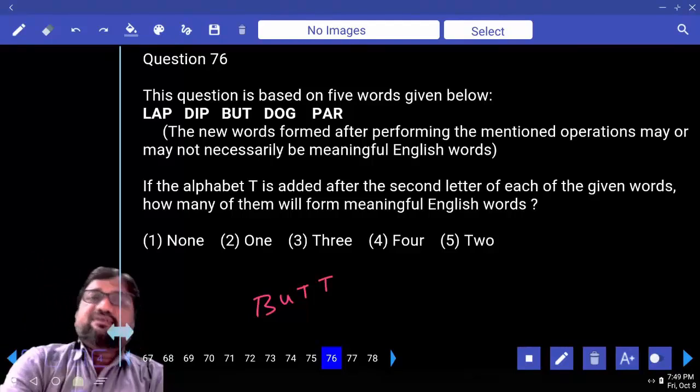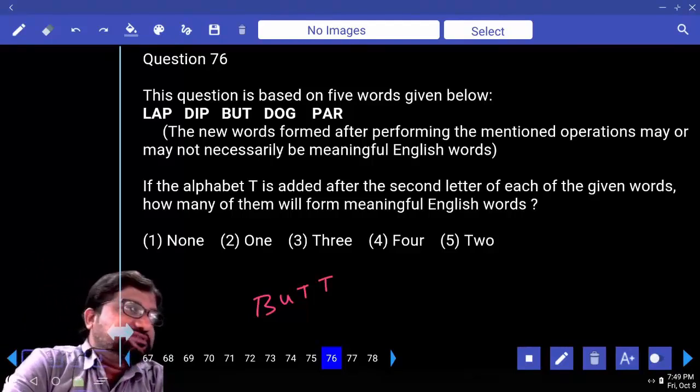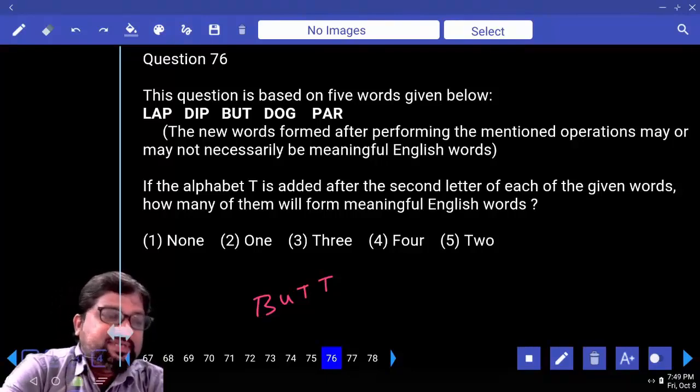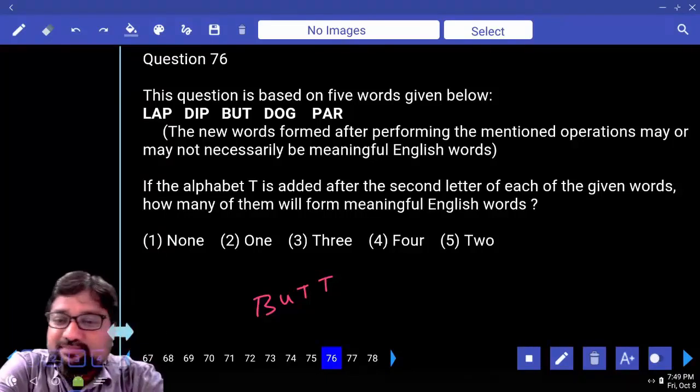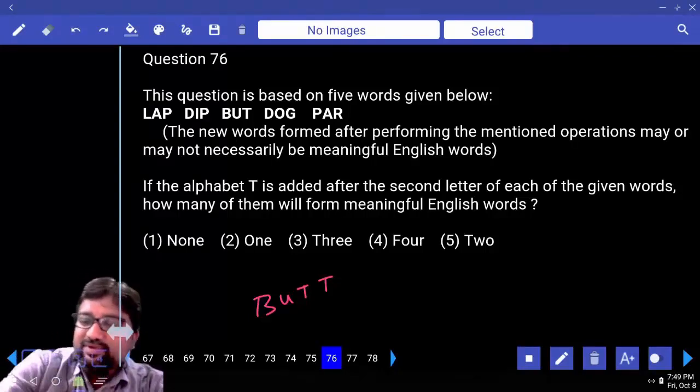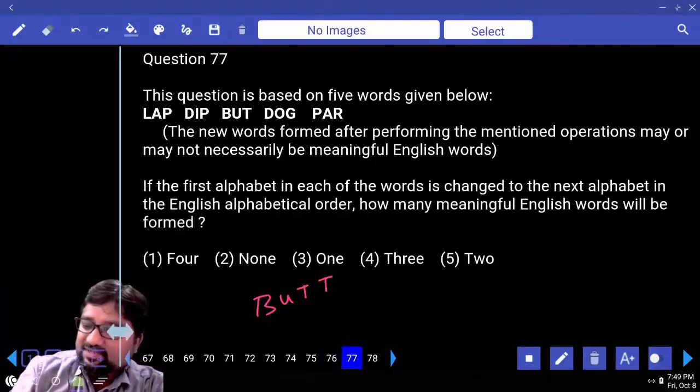The meaning of the word butt is to hit someone with head, or with horns. If it is a person, you hit with head. Animals, they hit with their horns. To hit someone with head is called butt. Next, DOTG? No. PATR? No. So how many words can be formed?